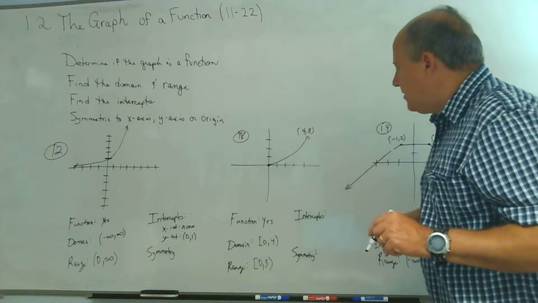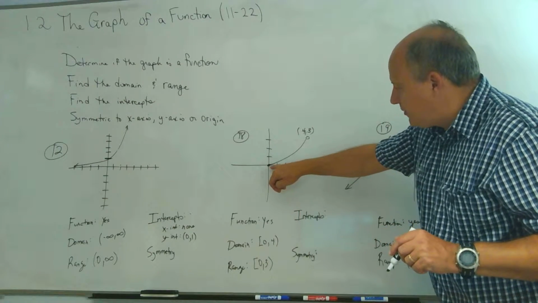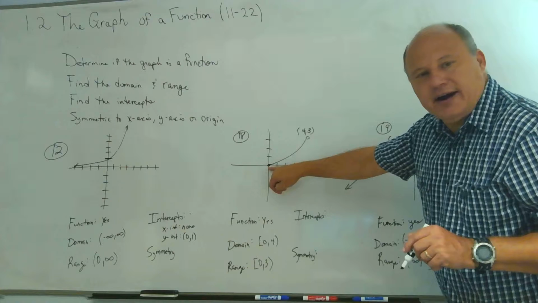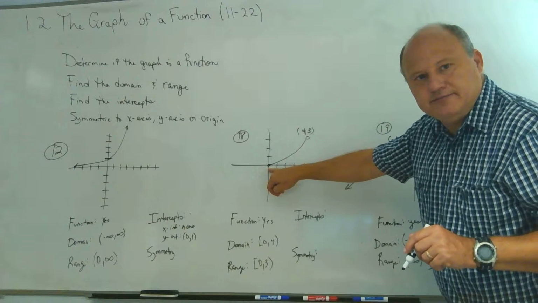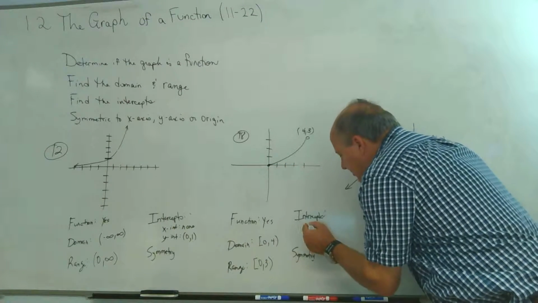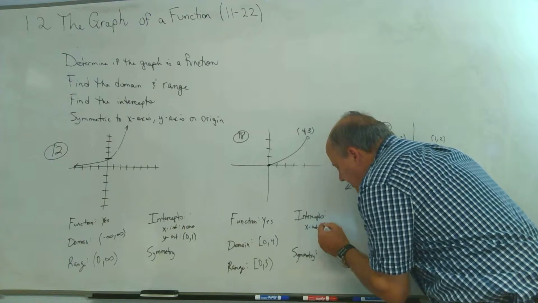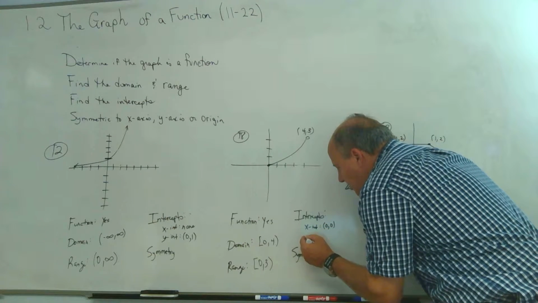Now, what about the intercepts here? Well, obviously the only point that crosses the x-axis and the y-axis is at the origin. So the x-intercept is at 0, 0, and so is the y-intercept.